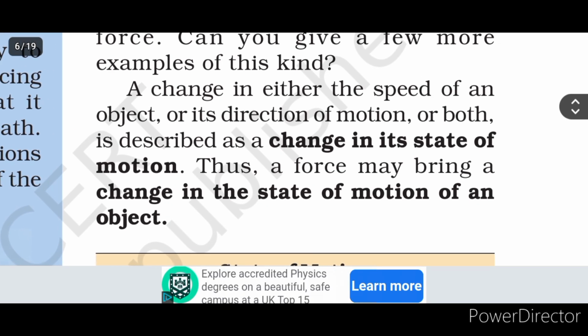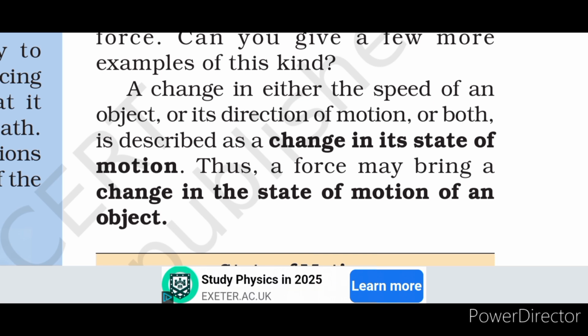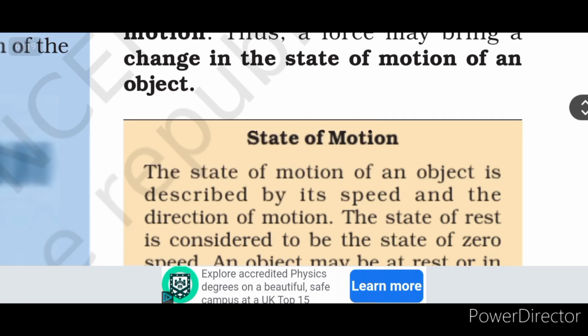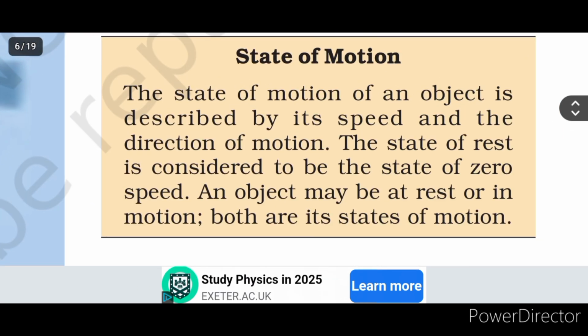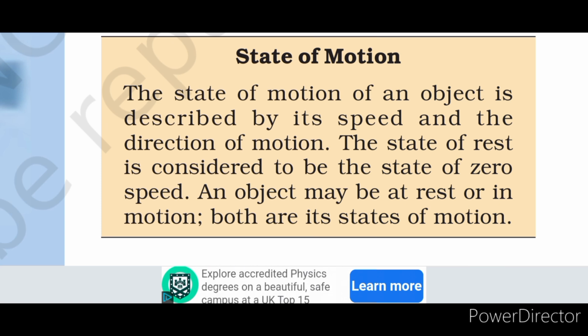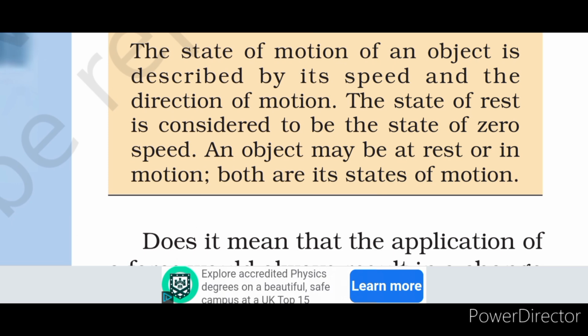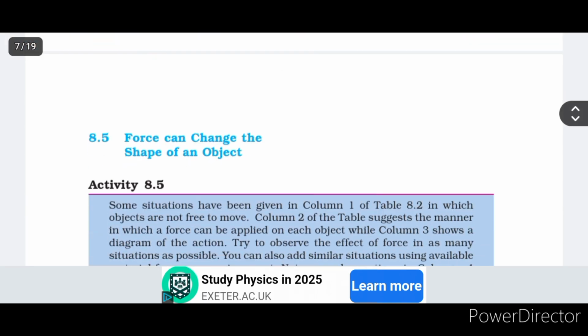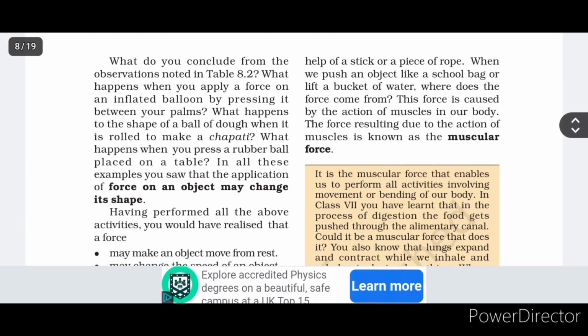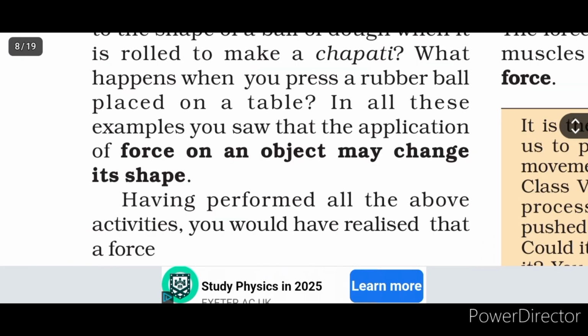A change in either the speed of an object or its direction of motion, or both, is described as a change in its state of motion. Thus, a force may bring a change in the state of motion of an object. State of motion. The state of motion of an object is described by its speed and the direction of motion. The state of rest is considered to be the state of zero speed. An object may be at rest or in motion. Both are its states of motion. Application of force on an object may change its shape.